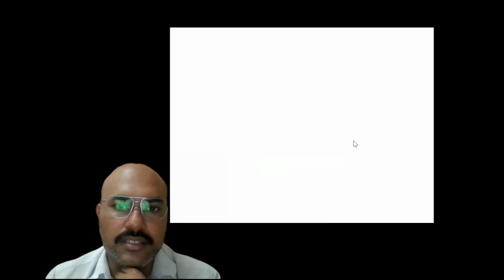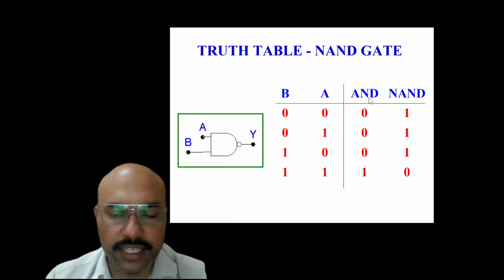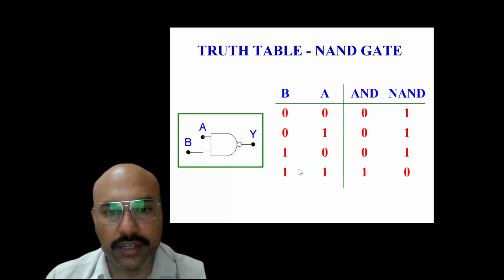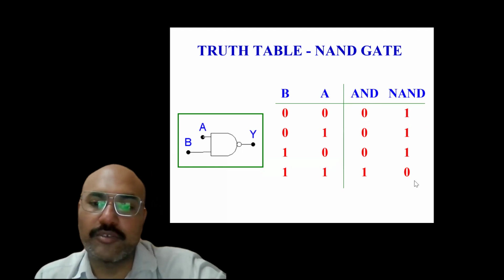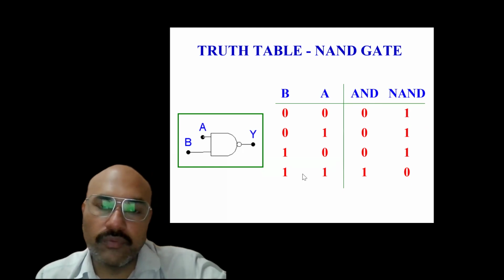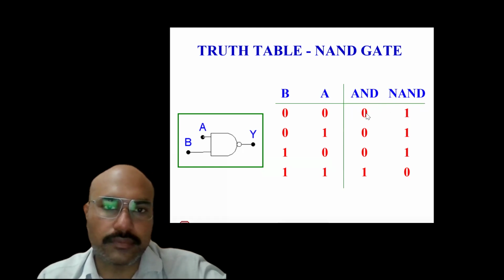So the truth table is just the opposite of the AND gate. In the case of the AND gate, we were getting output 1 when all the inputs are high. Instead, here in the NAND gate, we are getting output 0 when all the inputs are high. So it is just the opposite of the AND gate. Whatever you were getting as the output in the AND gate, you will get the reverse of that in the NAND gate, because we are using an inverter after the AND gate. That's why it's called NOT AND, NAND.